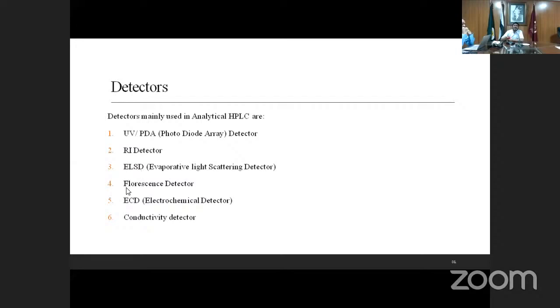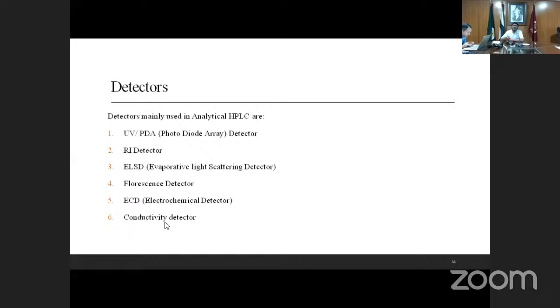The ELSD detector can be used in gradient mode. The fluorescence detector has a requirement: if a component has excitation or emission, we use the fluorescence detector. For example, we analyze aflatoxin or mycotoxin with a fluorescence detector. The ECD detector is for specific use. Neurotransmitters like dopamine, and others, can be analyzed through the ECD detector.